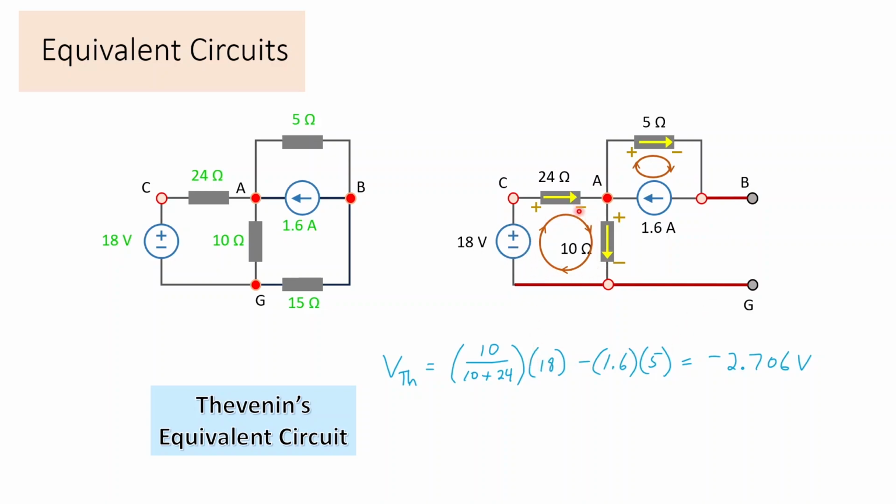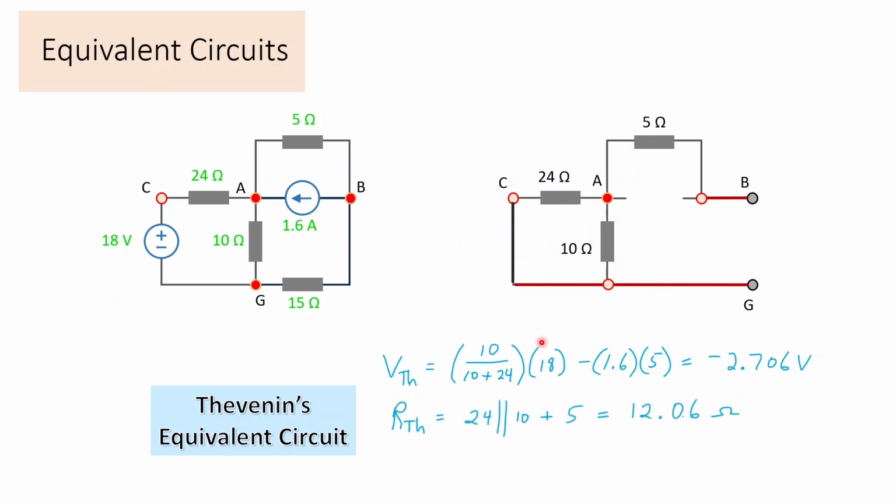Now for the 10 ohms, that's a series circuit, the 24 and the 10 in series connected to 18 volts, and that's also called a voltage divider. So the volts for the 10 ohms is the 10 itself over the sum of the two in series, 10 and 24, that fraction of 18. Now for the 5, we saw we were subtracting that. That's just Ohm's law, 1.6 amps times 5 ohms, or 8 volts. And so we get our Thevenin volts of minus 2.706 volts.